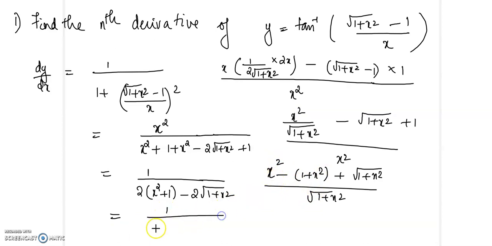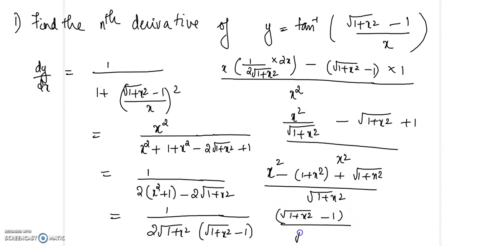So we will get 1 by 2 root of 1 plus x square into (root of 1 plus x square minus 1), and x square cancels out. So here you will have (root of 1 plus x square minus 1) by root of 1 plus x square. So when you simplify, these two terms will cancel off. So you are going to get 1 by 2 (1 plus x square). So therefore dy by dx will be 1 by 2 (1 plus x square).